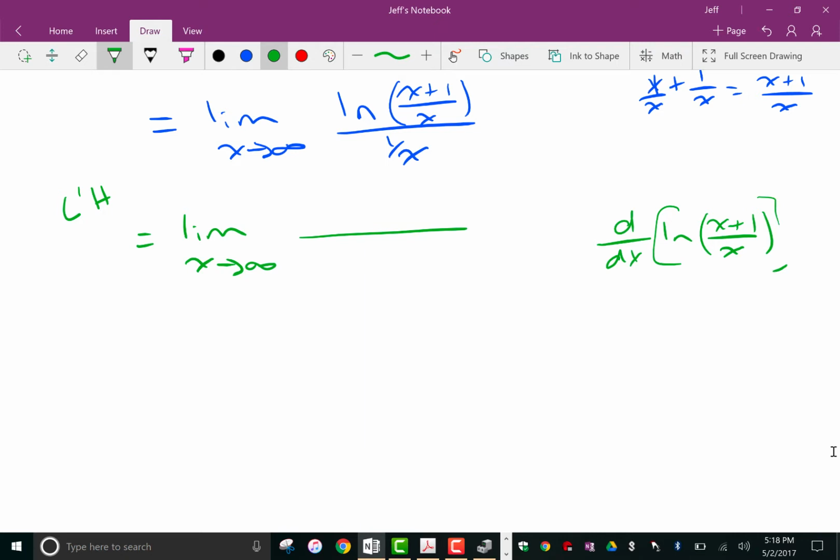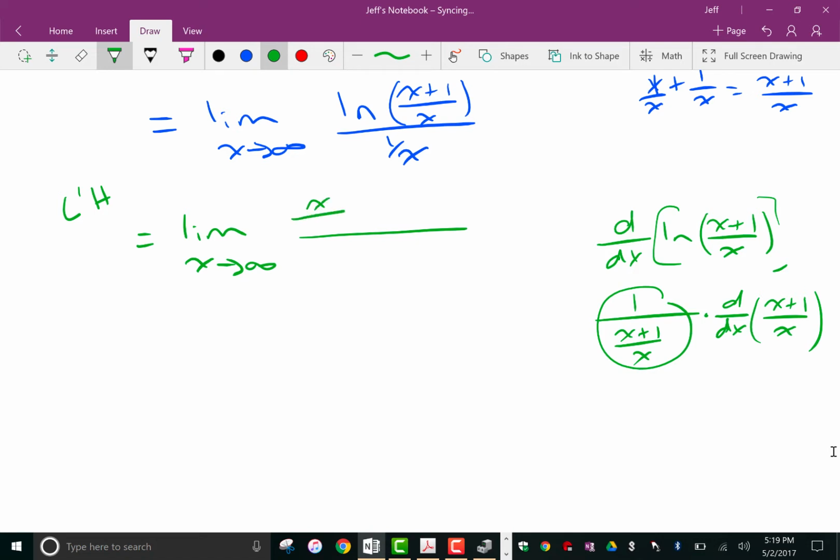This is going to be the natural log with a chain rule. So that would be 1 over (x plus 1) over x, multiplied by the derivative of (x plus 1) over x. Right? That's what the chain rule would say. Okay, well this, I could flip over the denominator and get it to be x divided by (x plus 1). Then I need to multiply that by the derivative of (x plus 1) over x.